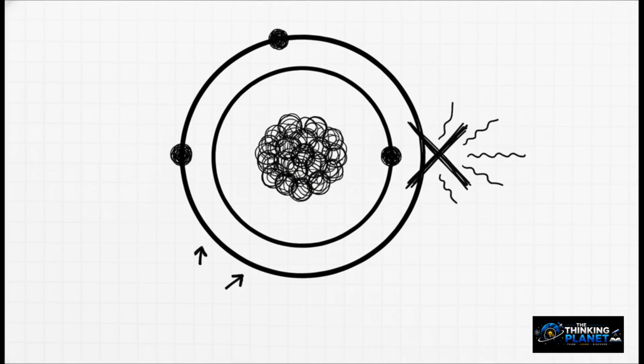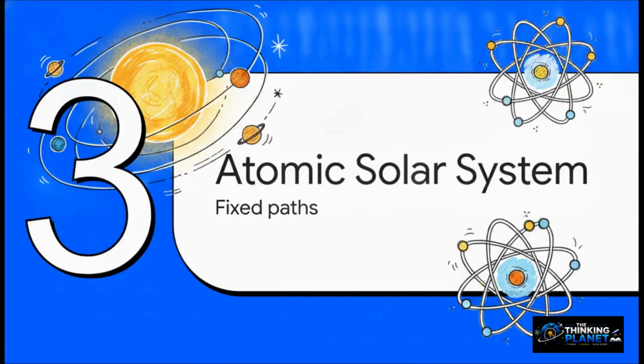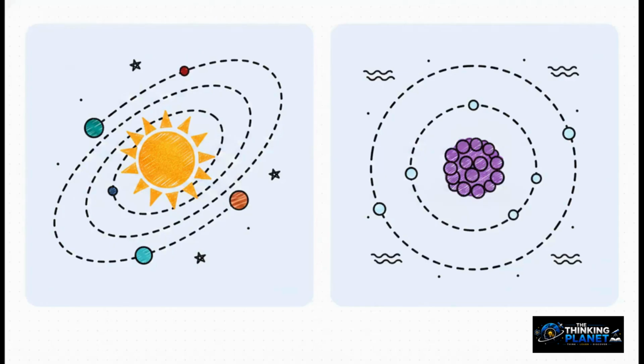You might be wondering, though, what exactly do these discrete paths look like? Let's visualize this in Section 3, the atomic solar system. Sometimes, to wrap our heads around the unbelievably small, we have to look at the incredibly massive. Picture our own solar system. We know the sun sits stationary at the center while the planets revolve around it in fixed paths.